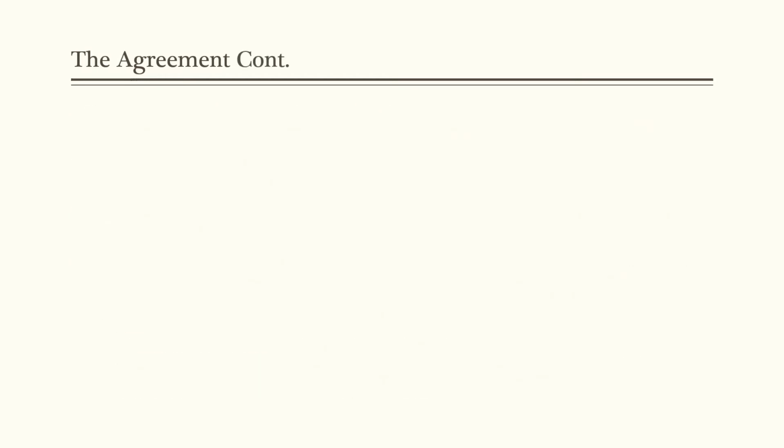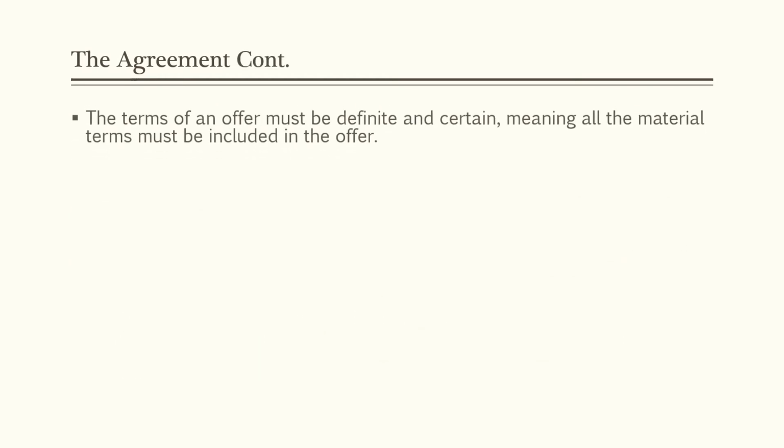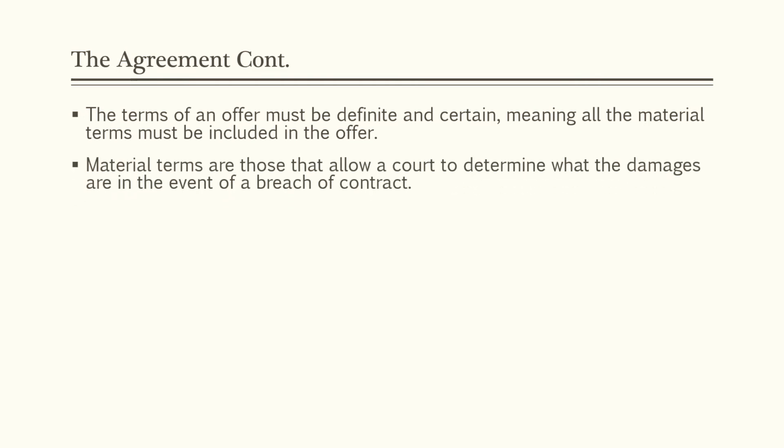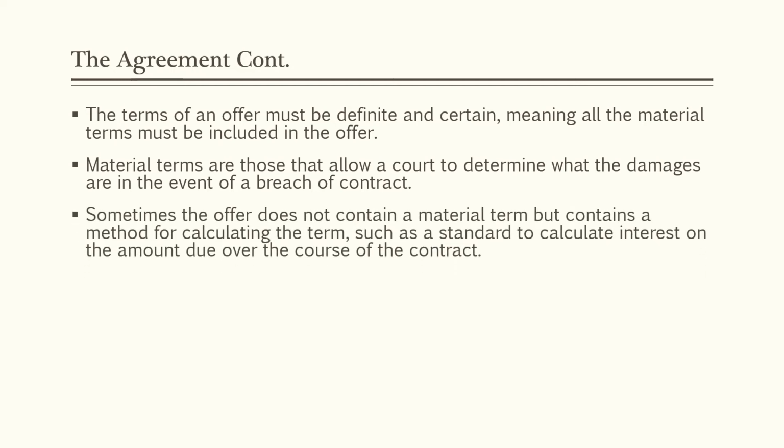If intent is the first element of an offer, the second is that the terms of an offer must be definite and certain, meaning that all the material terms must be included in the offer. Material terms are those that allow a court to determine what the damages are in the event of a breach of contract. If the contract is so vague the court doesn't know what to award, it's unenforceable. Sometimes the offer does not contain a material term, but that isn't always fatal. If the offer contains a method for calculating the term, then it's okay.